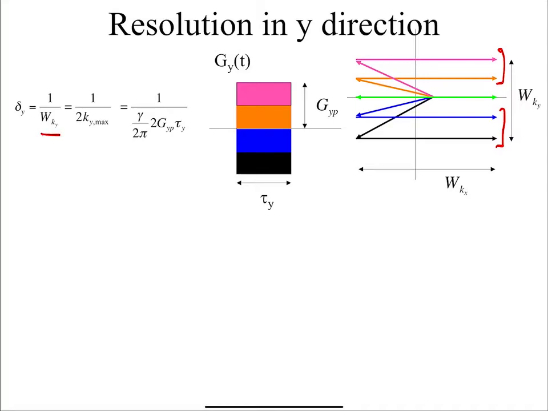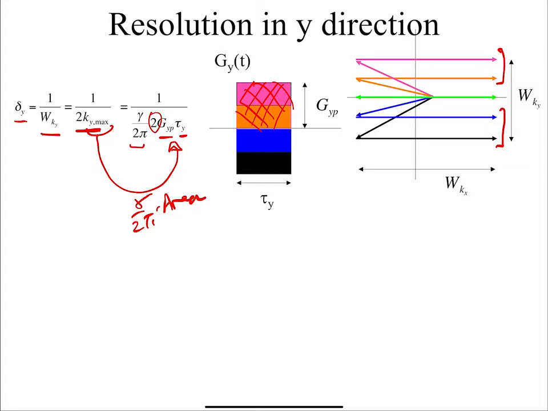So the WKY I get from the resolution delta y, and I already solved for gy of p and tau sub y. This WKY is just 2 times ky max, which is just this area here, right? So ky max is given by gamma over 2 pi times this area. Then we have this factor of 2 in there because WKY is 2 times the max gradient.